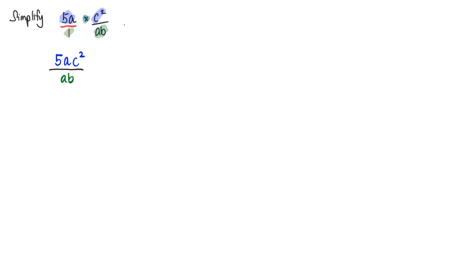And after which, from this part here, we could then continue to simplify, because I see there's a common factor. I could divide by a, and therefore the final answer will be 5c square over b. And we have come to the end of this problem.